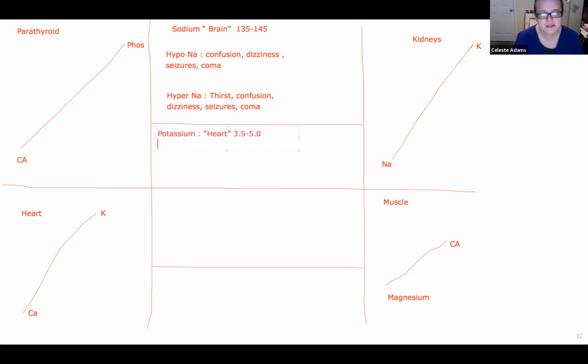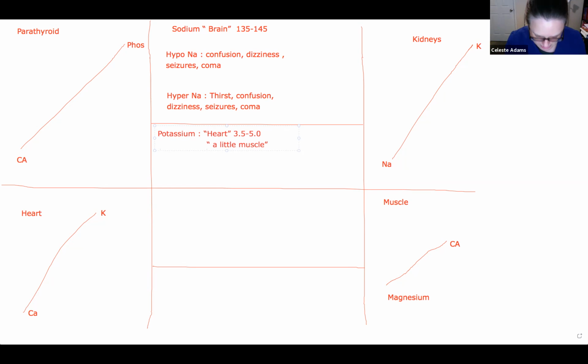But I also want you to think of a little muscle. So mostly heart, but the muscle is a little bit involved in symptoms in potassium as well. So you want to think of a lot of heart, a little bit of muscle. Easy way to think of this, the heart is a muscle. So a lot of heart, a little bit of muscle.